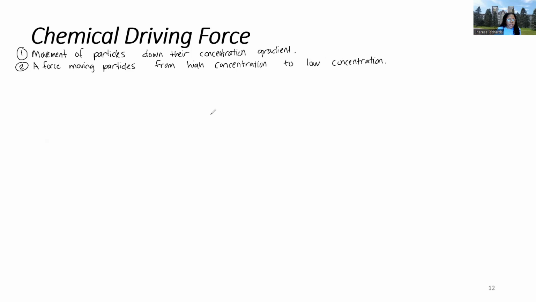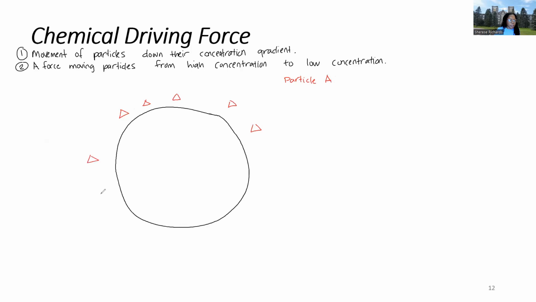So let's say we have a cell here. We know we have this cell membrane, which these particles have to be able to get through. So it's separating two different environments. On the outside of the cell, we have a lot of particle A. Right, so let's draw this here, particle A. And on the outside of the cell, we've got lots of particle A.